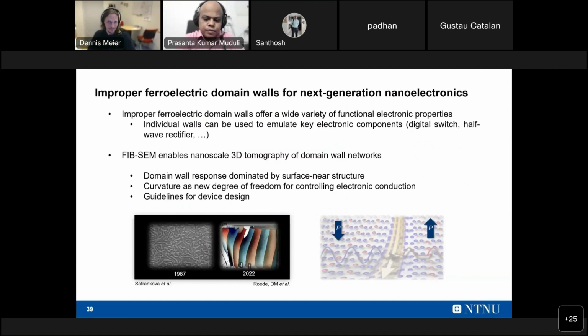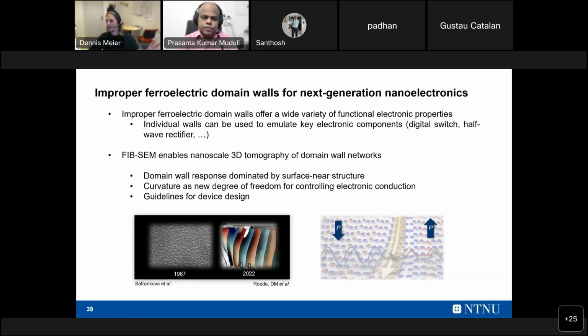And this is a summary of my talk. I hope that I was able to convince you that improper ferroelectric domain walls are really exciting, because they give unusual electronic states. We can use these walls to mimic the behavior of electronic components. I showed the example of a digital switch, half-wave rectifier, and that it's now also possible to image them in 3D, analyze their physics. And I think this is really nice progress from what I showed you in the beginning, 1960s, where they visualized the domains in optical measurements. And nowadays we can do that with nanoscale resolution, fully in 3D, and thereby explore the electronic properties of these domain walls, understand the physics.